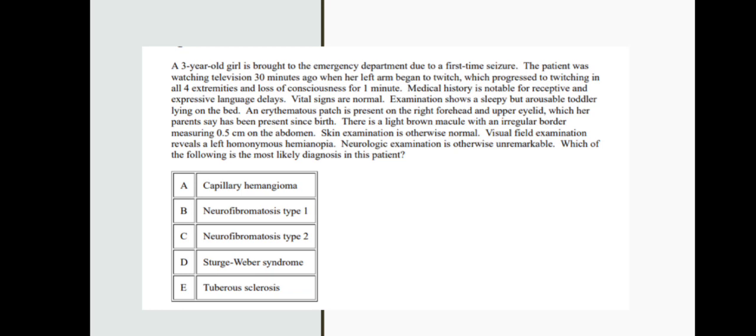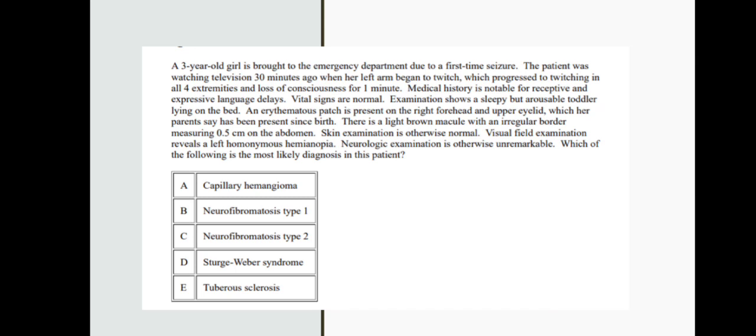An erythematous patch is present on the right forehead and upper eyelid, which her parents say has been present since birth. There is a light brown macula with an irregular border measuring 0.5 centimeter on the abdomen. Skin examination is otherwise normal. The visual examination reveals left hemianopia. Neurological examination is otherwise unremarkable. Which of the following is the most likely diagnosis in this patient?